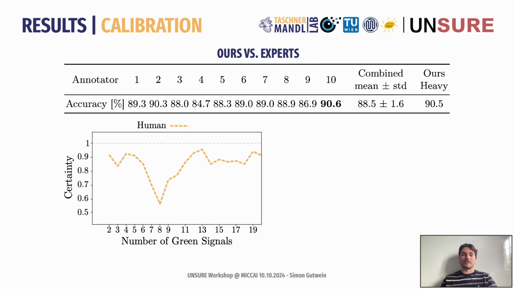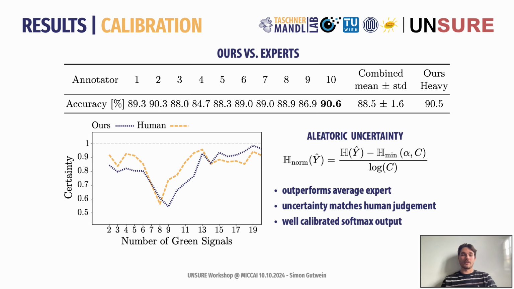Next, we calculated the inter-expert agreement for the number of green signals shown in the yellow line. We then compared this inter-expert agreement to our model's aleatoric uncertainty estimates, which we calculated using the normalized cross-entropy over the sigmoid outputs of the network. What we were able to show is that the uncertainty estimates align well with the inter-expert agreement, particularly around the classification boundaries between MYCN gain and MYCN amplification.